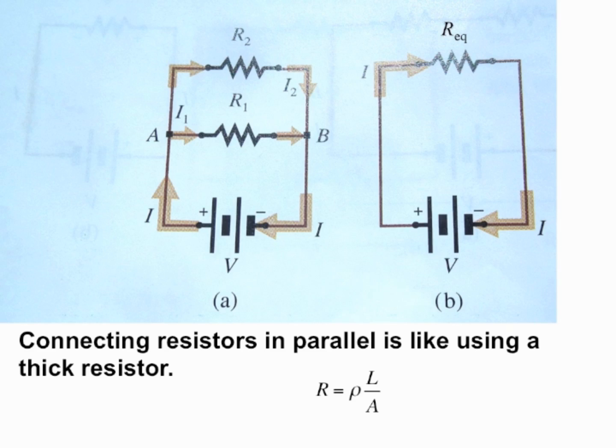Resistors in parallel. If we're connecting resistors in parallel, it's just like using a thick resistor. And again, we have to refer to R equals rho L over A. If you have a big A, a big cross-sectional area of your resistor, or a thick resistor, well, that A is in the denominator, and so if that denominator is big, overall resistance gets small. And so connecting resistors in parallel actually decreases overall resistance.